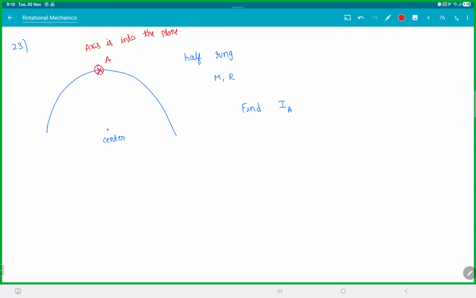Let's get this. This is a good one. Again, there's only one formula we're playing with. I about the axis is I center of mass plus md square. Both the axes must be parallel.